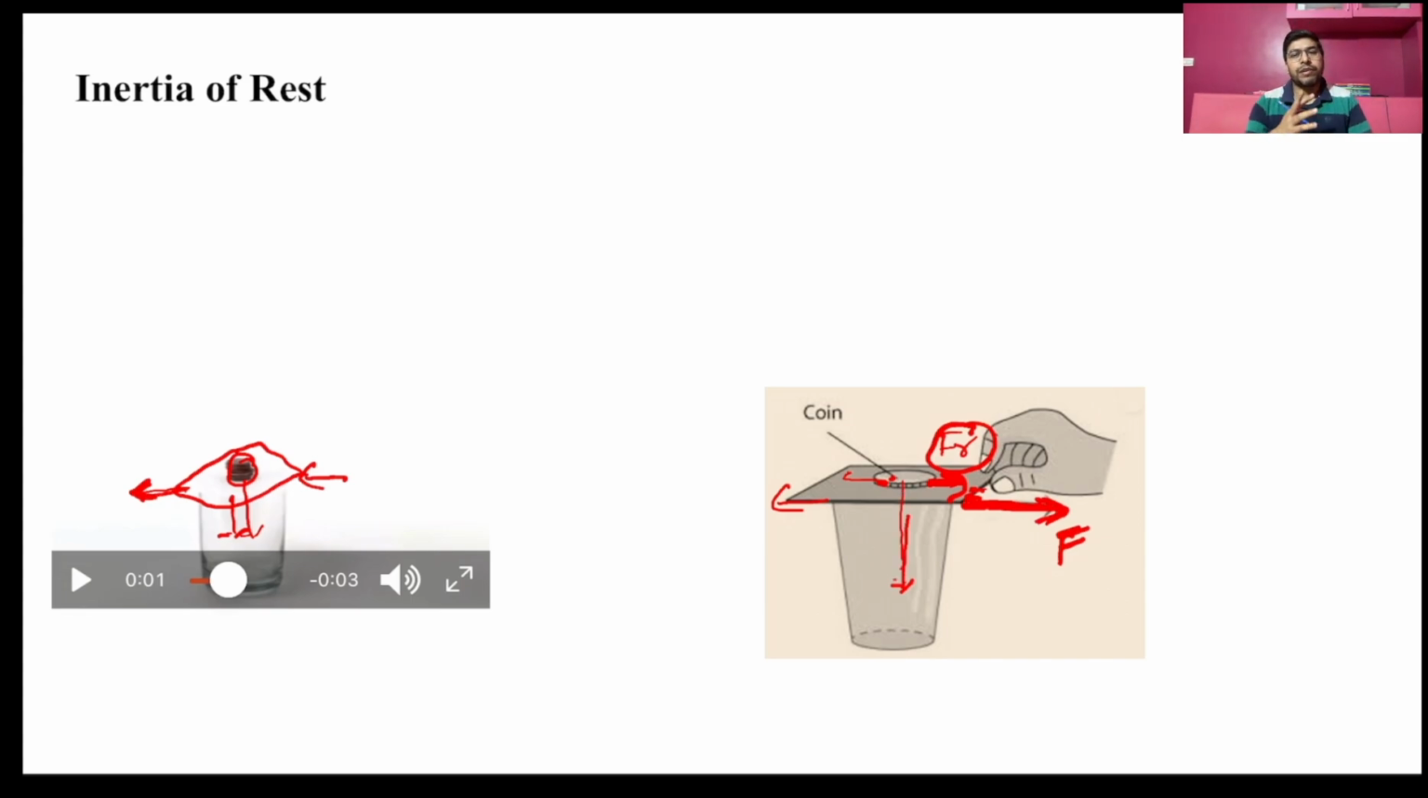So here we got two understandings. First, due to inertia, the coin will fall down if we move quickly, and second, if we move slowly, friction will move this coin with the card. Understood? Okay, so the second understanding is also important, right? Now move to the next very famous example.